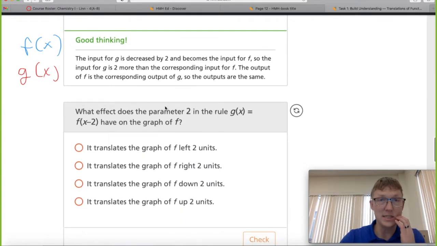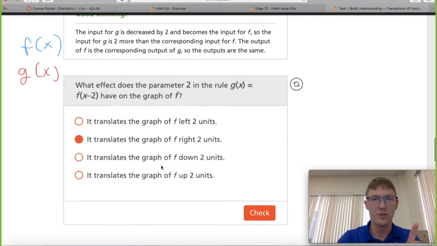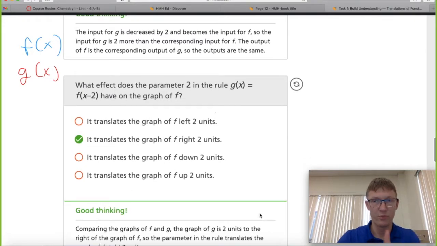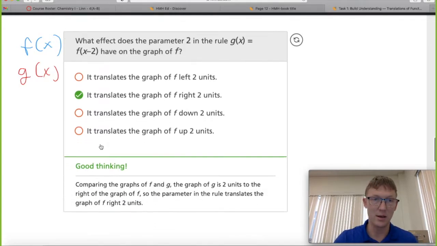And then what effect does the parameter 2 in the rule g of x equals f of x minus 2 have on the graph? So the 2 by itself translates the graph 2 units to the right. But again, remember it's x minus 2, but that then goes to the right.